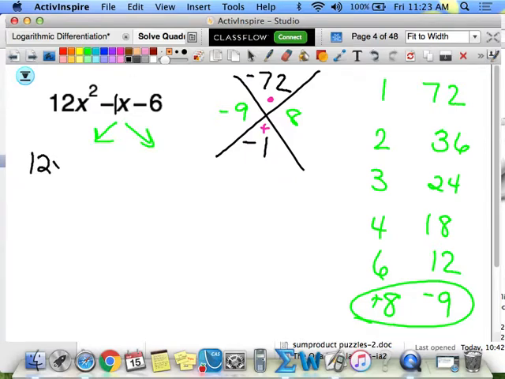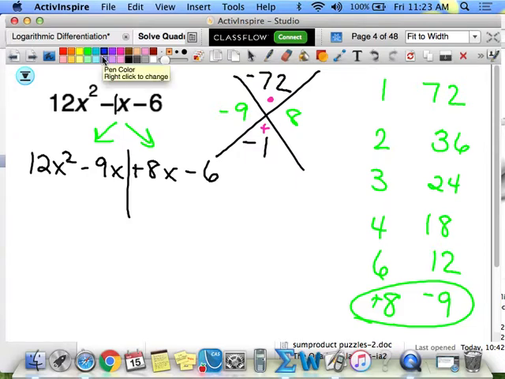So 12x squared is going to stay. I'm going to replace this with negative 9x. And a positive 8x, and the negative 6 is going to stay. And then we can use grouping. On the left-hand side, greatest common factor for 12 and 9 is going to be 3. X squared and x will be x.